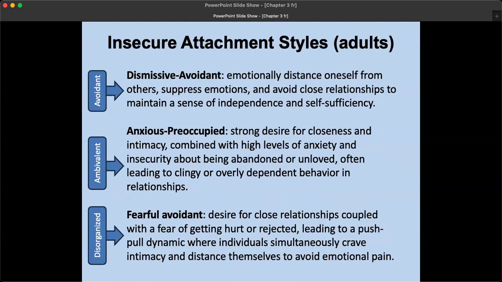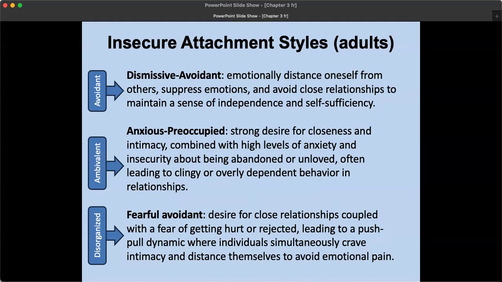In adulthood, the avoidant style turns into something called dismissive avoidant. These are folks who emotionally distance themselves from others. They're not showing emotions, they're suppressing them. They avoid close relationships so that they maintain their independence. They don't have to lean on anybody. Those are the dismissive avoidant folks.